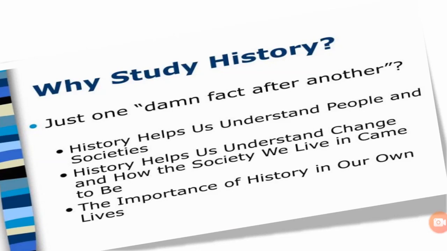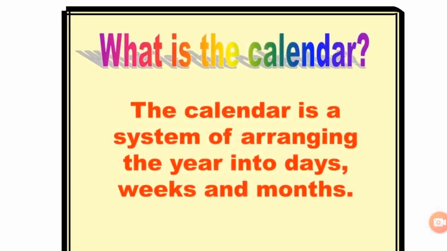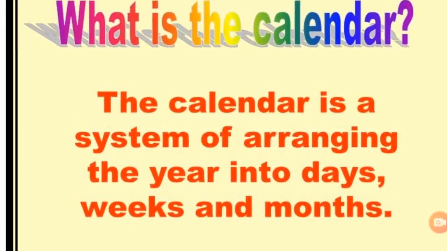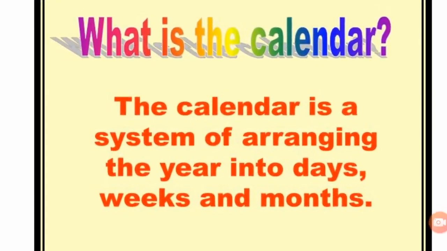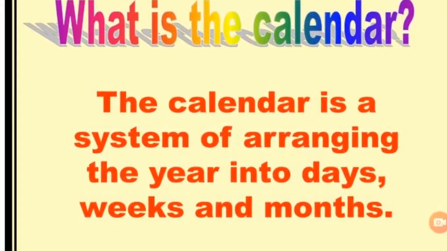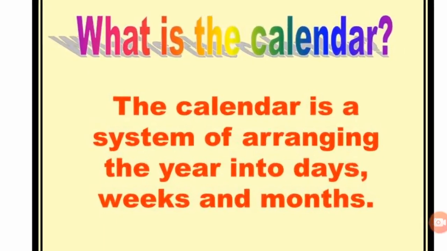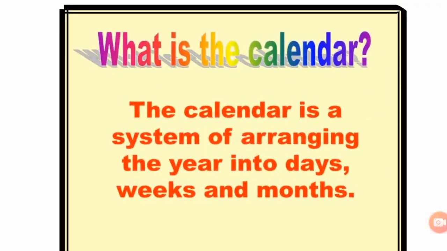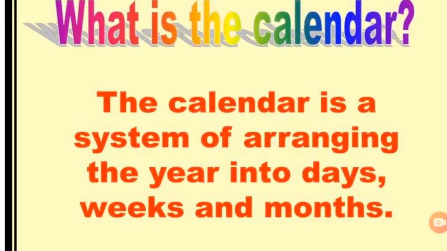Well, guys, historians require a certain mechanism, and that mechanism is known as the calendar. Well, let's see what a calendar is. Guys, a calendar is a chart or series of information that shows days, weeks, and months of a specific year. You can say that the calendar is a system of arranging a year into days, weeks, and months.